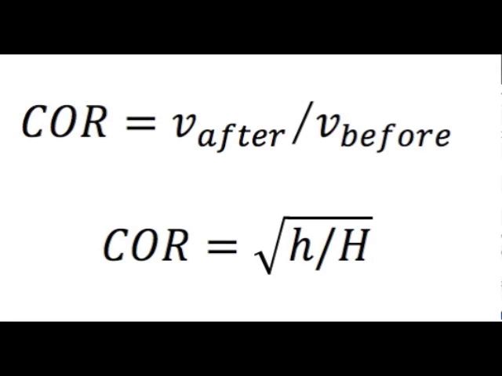The coefficient of restitution is a ratio of the velocity of some object after it bounces to the velocity before it collides with a very hard surface. Typically, this is actually measured by the height that something bounces versus the height that it is dropped from.